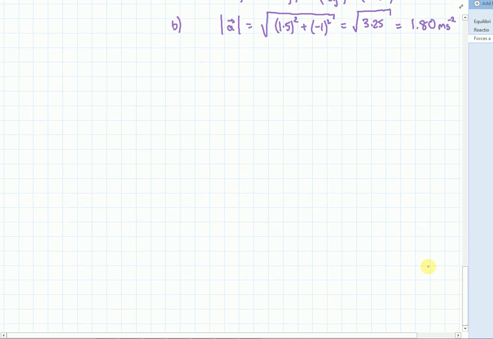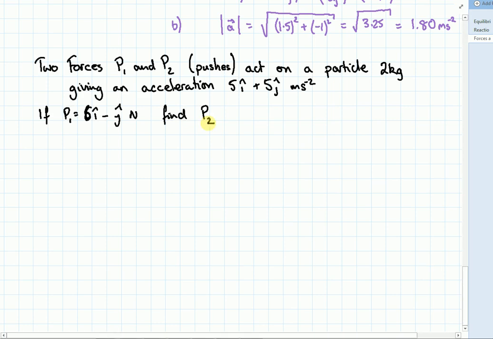And I'm going to do a second question where we know the final motion of a particle, but we need to work out one of the forces needed. So if we've got two forces, P1 and P2, they work together to accelerate a particle in the direction (5i, 5j). We need to find what P1 and P2 both are.